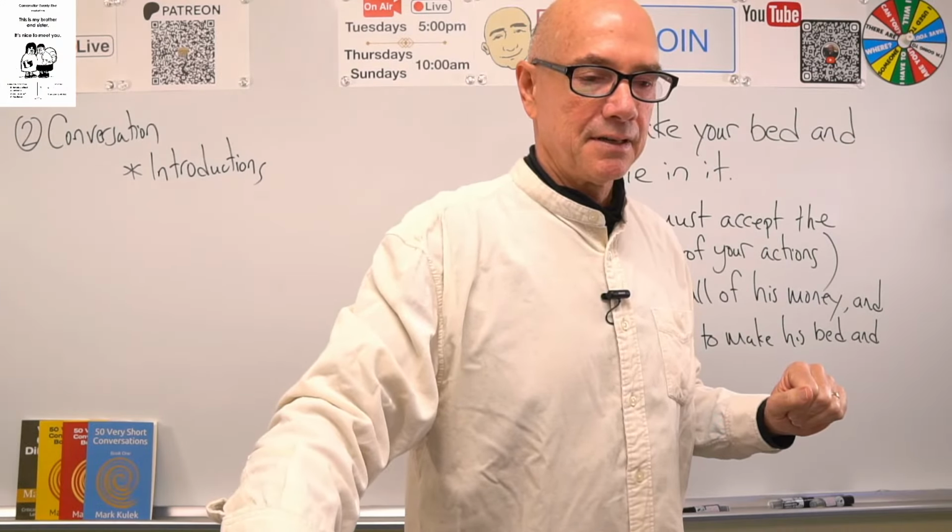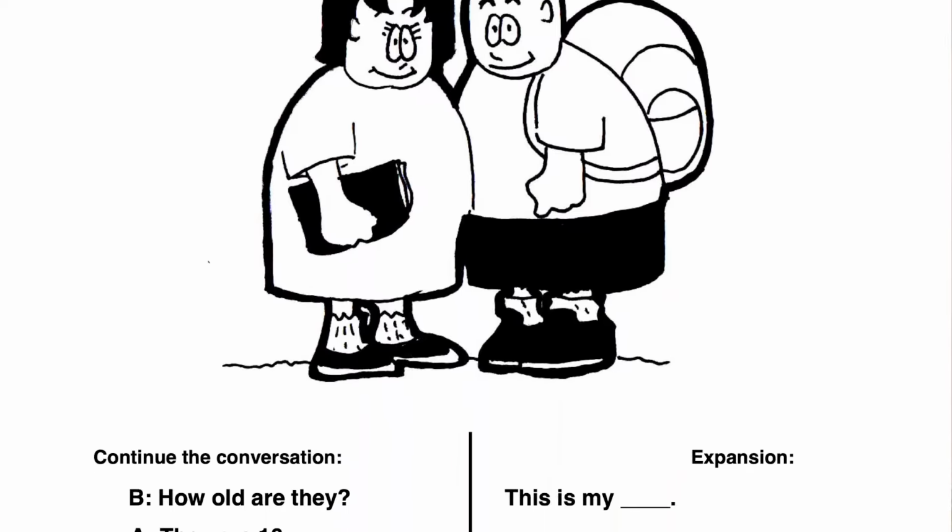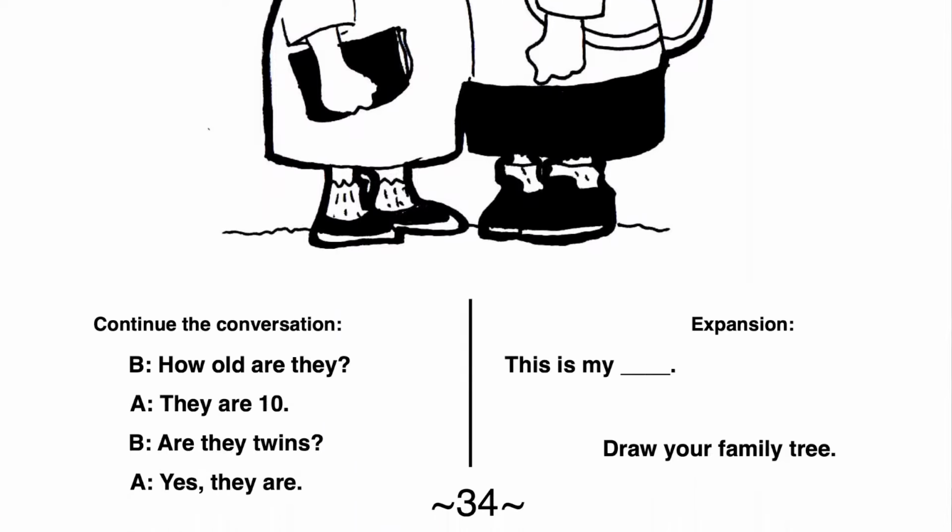Okay, so there we go. We're doing conversation 25. The topic is introductions. It starts: This is my brother and sister. It's nice to meet you. There they are, the brother and sister. And then it goes: How old are they? They are 10. Are they twins? Yes, they are.